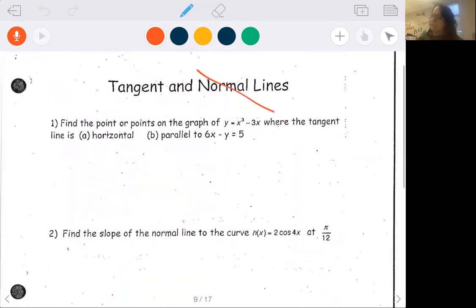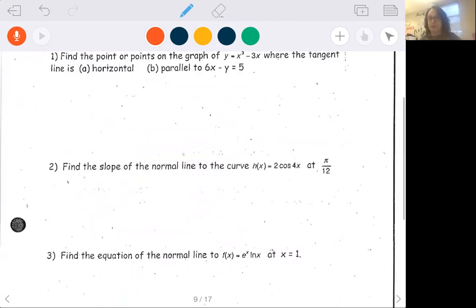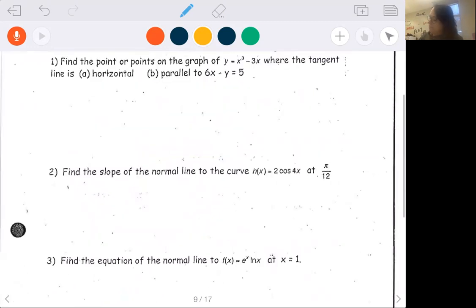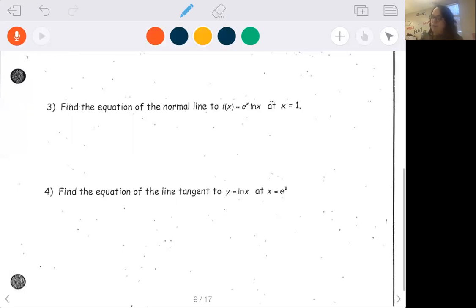I will not ask you for a normal line because it's not on the AP exam. You still need to do it on here, because if you were in a Calc 1 in college, you would be expected to do normal lines. They're no more difficult than tangent lines. If you forgot what those are, look on the key because I explained it. I will ask you to write the equation for a tangent line, okay? So make sure you know how to do that.